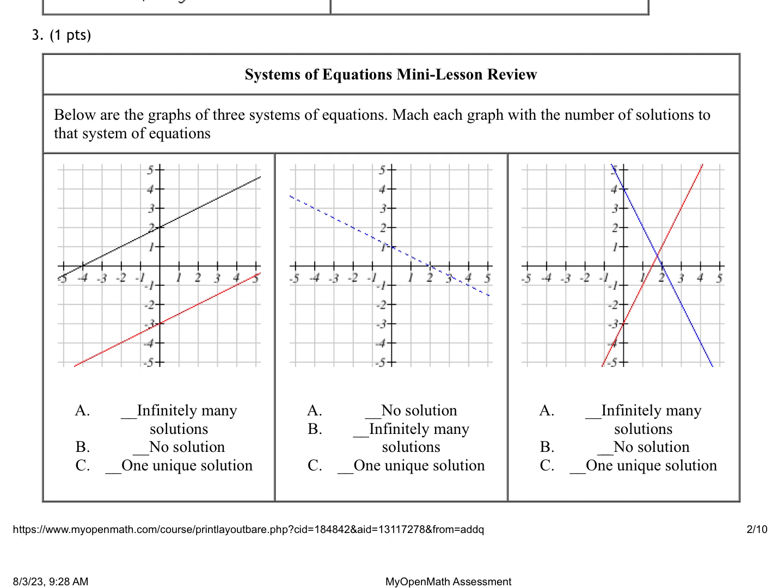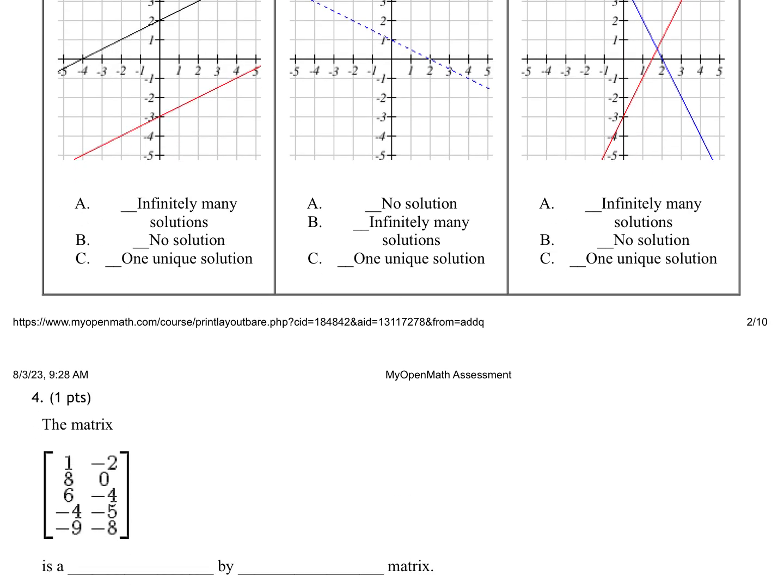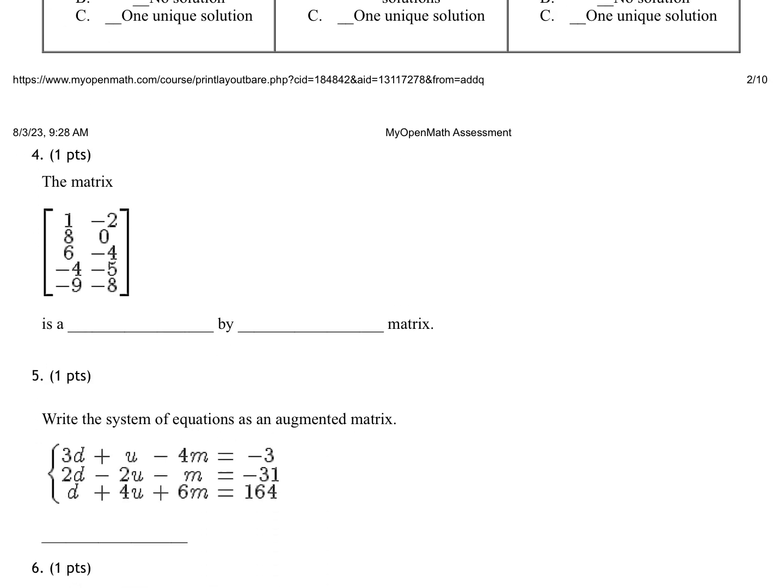Okay, so below are the graphs of 3 systems of equations. I'm going to let y'all do that one. Number 4.